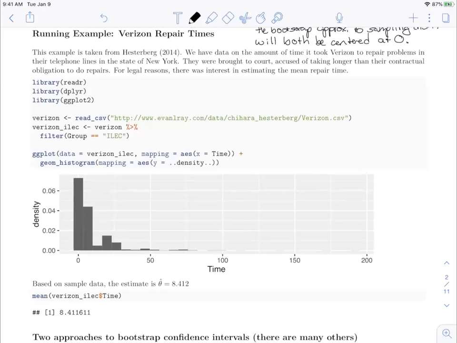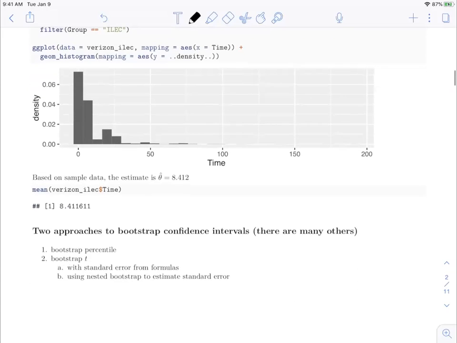So we're going to explore bootstrap confidence intervals for the mean repair time, and we're going to look at two approaches to doing this. There are a whole lot of bootstrap confidence interval procedures, probably at least 40 or 50 different ideas. We're going to look at two of the most common, which are a bootstrap percentile approach and a bootstrap T approach. For the bootstrap T, this is going to be based on the pivotal quantity that we've been talking about, theta hat minus theta over the estimated standard error of theta hat.